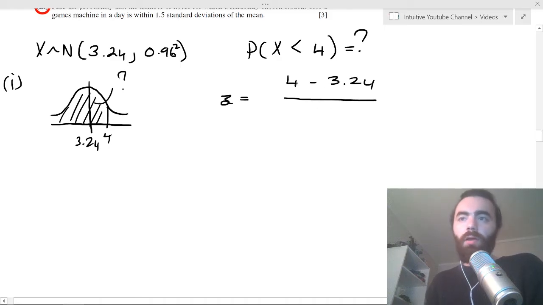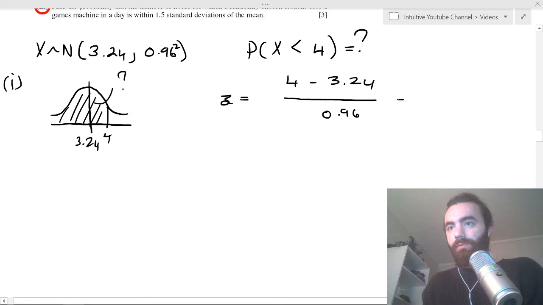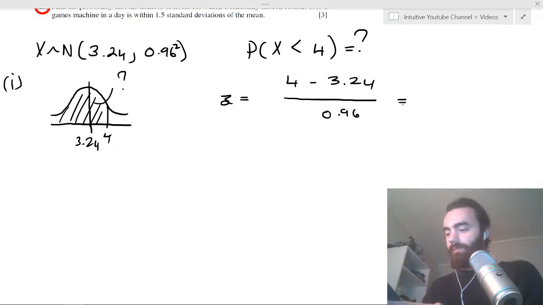And if you're ever confused about whether to do 4 minus 3.24 or 3.24 minus 4, if 4 is on the right side of the mean, that means the z value is definitely going to be positive. So I know it's going to be 4 minus 3.24, divided by 0.96. So this gives us our corresponding z value.